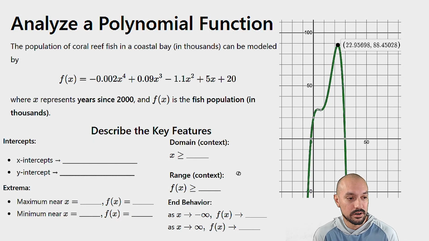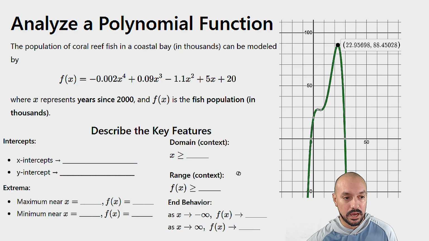So we are working with a model of a coral fish population in a coastal bay. X is going to represent time, specifically the number of years that have passed since 2000. And f of x, aka the y-axis, is going to represent the actual fish population in thousands.